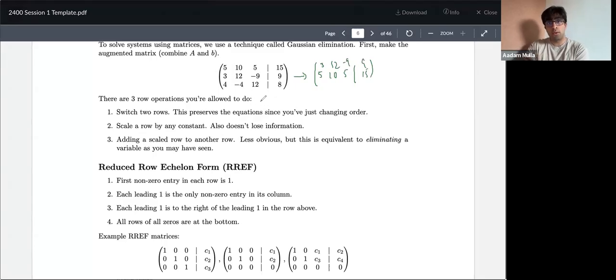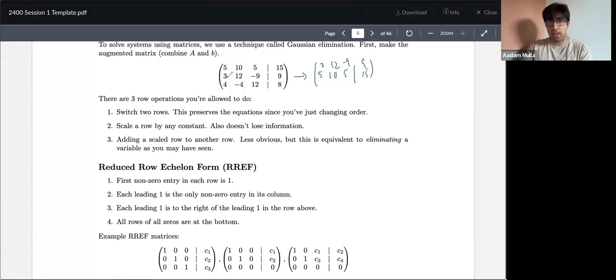The second thing you can do is multiply any row by any constant you want. So fraction, whole number, whatever. I could, for example, say I want this 5, 10, 5, 15, I want to divide everything by 5 and turn it into 1, 2, 1, 3, or whatever. And the third one, the most usually useful one, is to add a scaled row to another row.